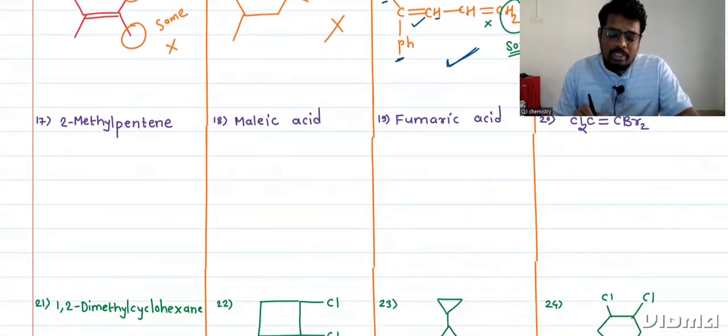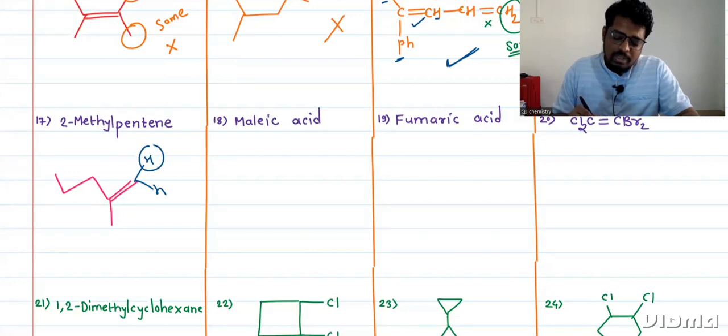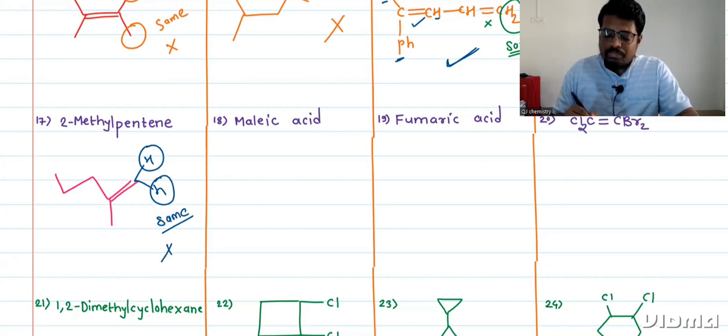2-methylpentene. So this is pentene we have, and a 2-methyl group, right? So here the two hydrogen atoms are identical, the same hydrogen atom. So no geometrical isomers.